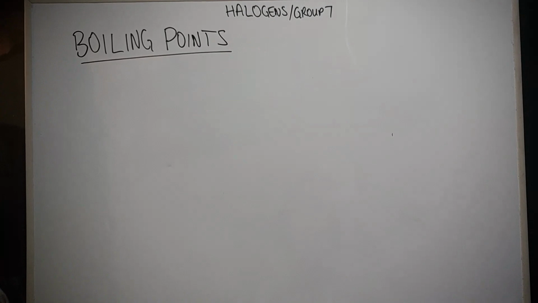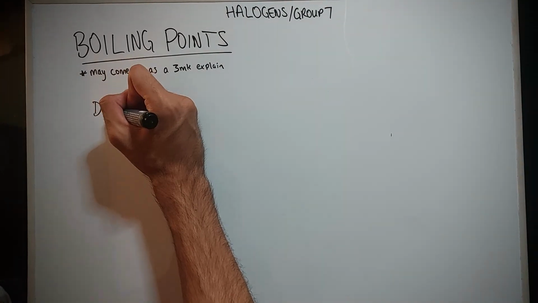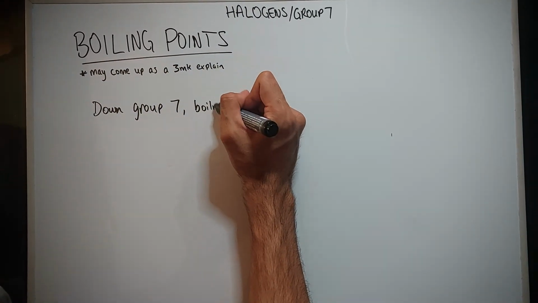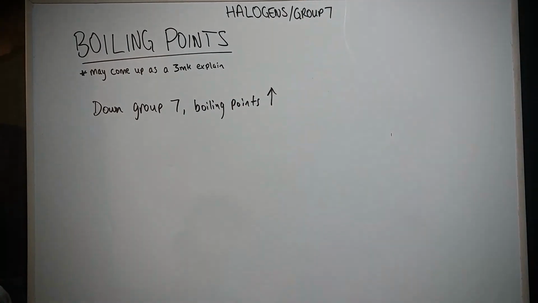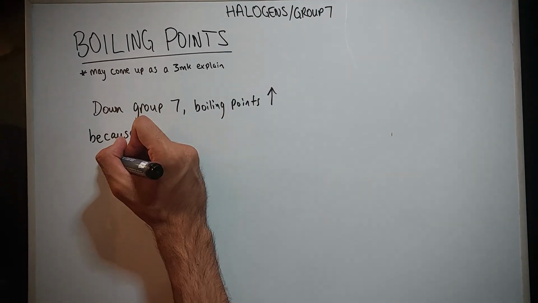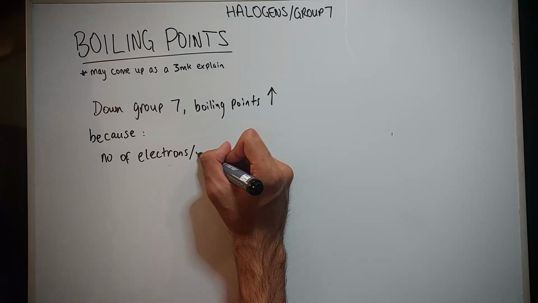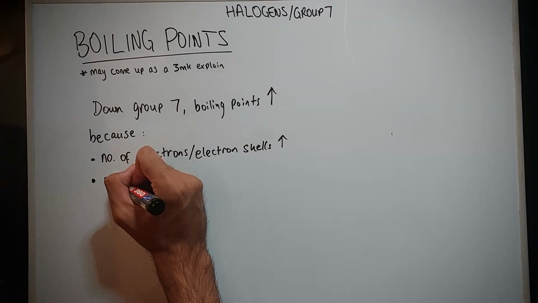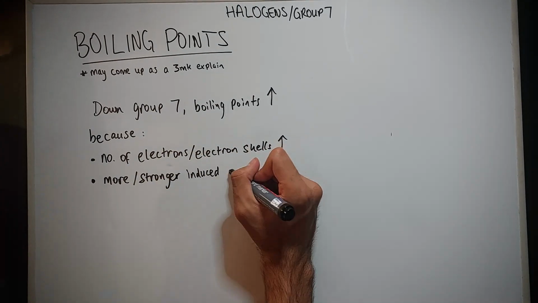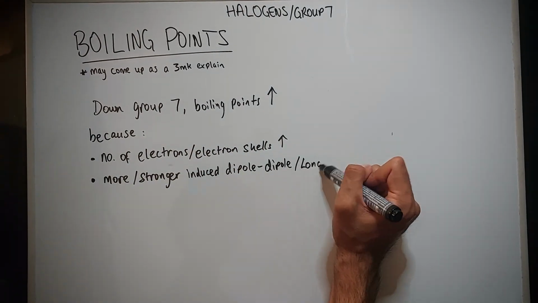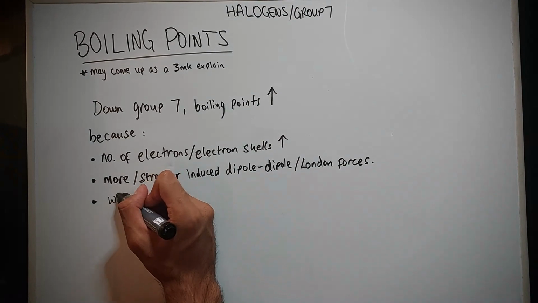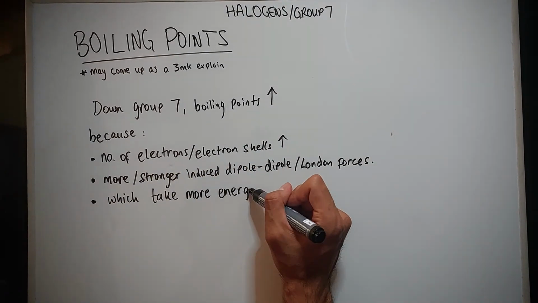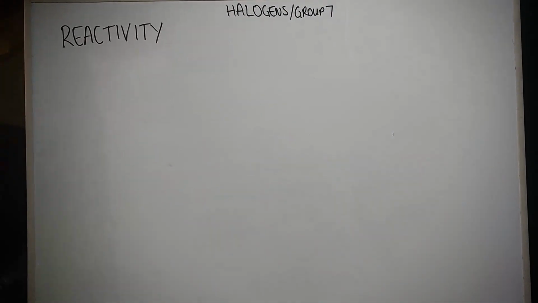Moving on to boiling points, down group 7 the boiling points of the halogens increase due to the atoms being larger. The number of electrons increases as there are more electron shells. Induced dipole-dipole forces hold these molecules together. There are more or stronger induced dipole-dipole forces as you go down the group, which will therefore take more energy to overcome, so your boiling points will increase.